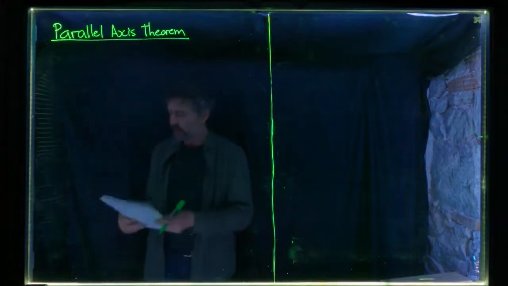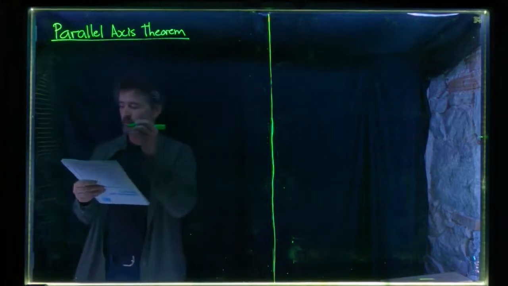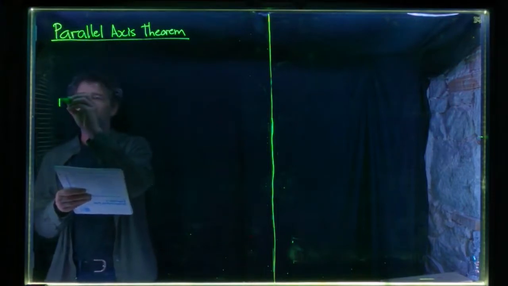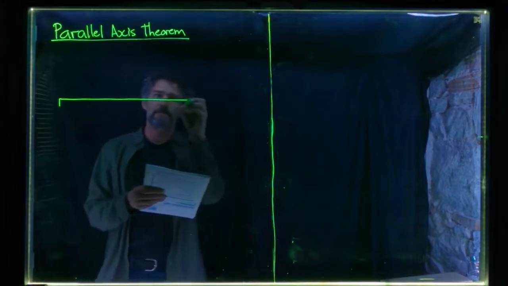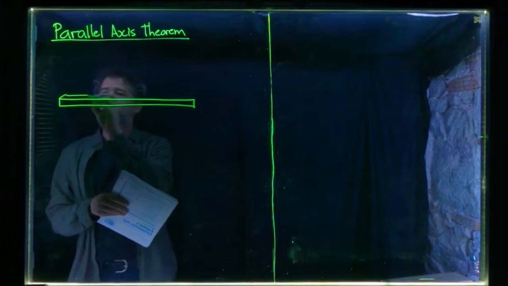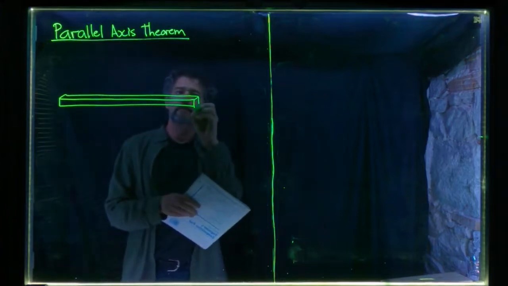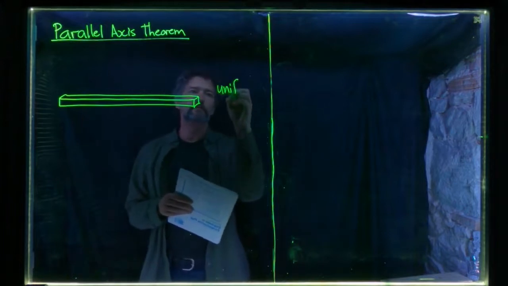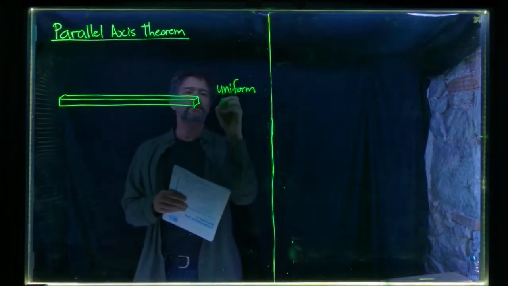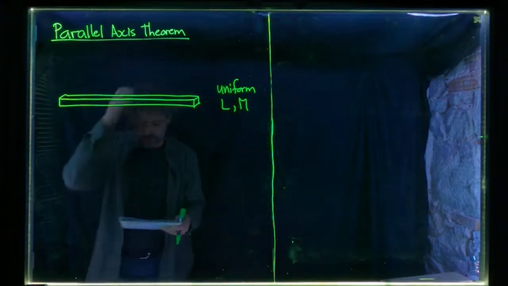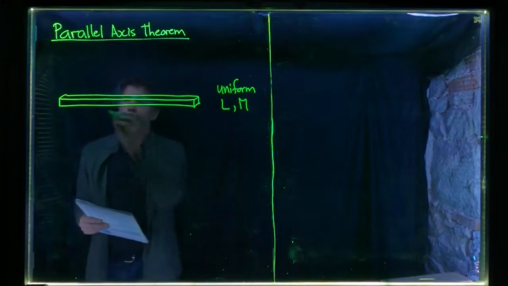Okay, so we've got a thin uniform rod. Let's draw it here. And so this rod is uniform, and it has length L and mass M. Now, the center of mass of this rod is, of course, located right here in the center. That's the center of mass.